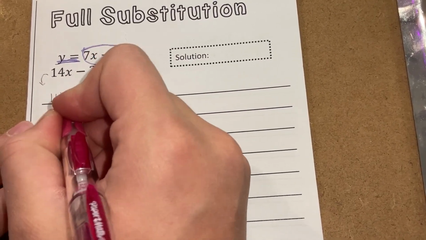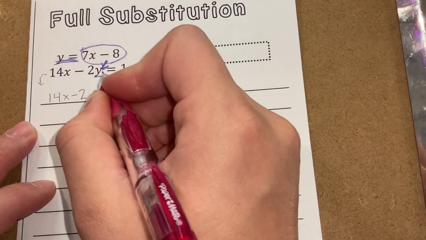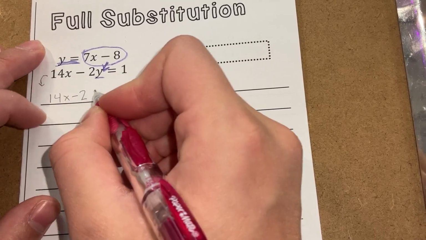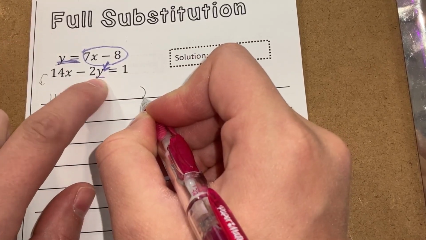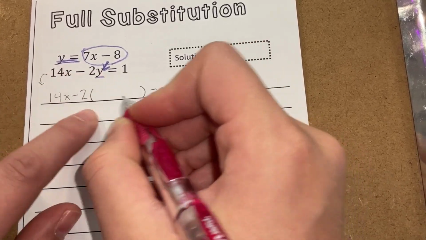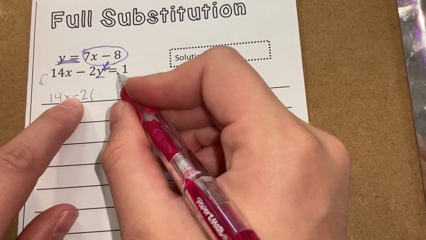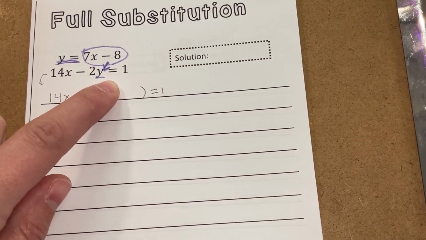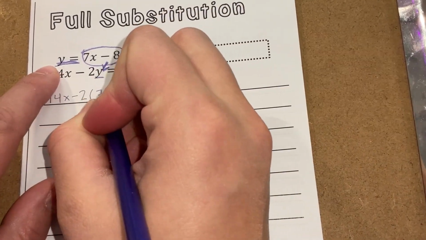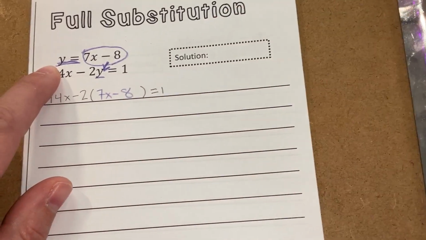So we got 14x minus 2. We're going to replace the y. We're going to substitute that. So what we're going to do is put big parentheses first for that y, and then equals 1. The reason why we want to do the big parentheses before we plug it in is so that we don't forget this equals 1 part. Then I'm going to take that 7x minus 8 and plug it in.